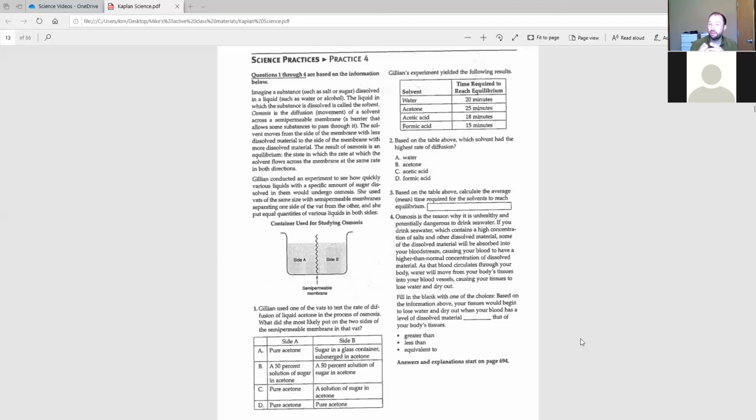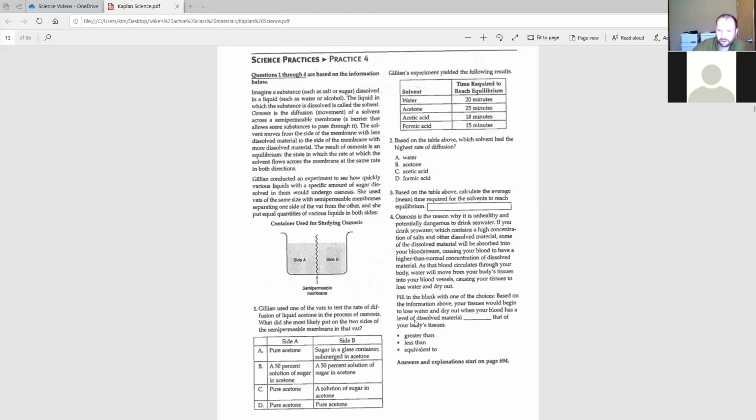One thing I'll say, the first thing we can say for sure is that it's not going to be equivalent, right? Because if both sides are equivalent, then nothing's going to be changing. So it won't make any sense that our tissues would begin to lose water and dry out when our blood has the same level of dissolved material as our body's tissue. That doesn't make any sense. Okay? So it's either going to be greater than or it's going to be less than.